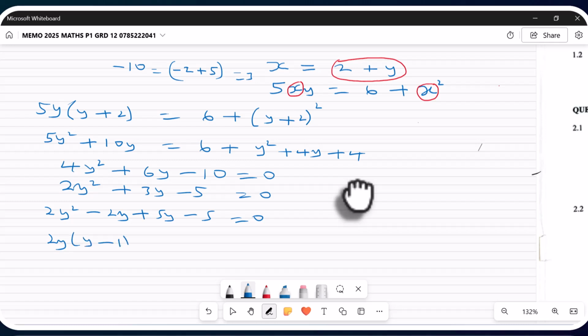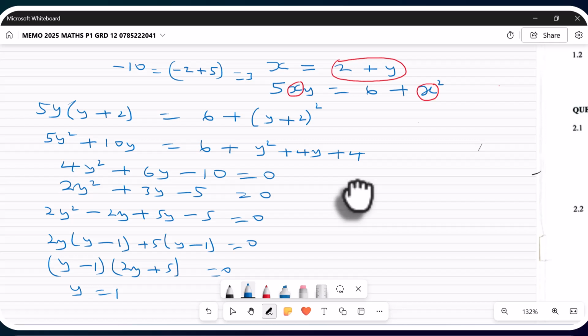Okay. And so don't forget our x was equal to what? Our x is equal to 2 plus y. But after getting our y as 1, we can say x equals to what? 1 plus 2, which gives us 3.